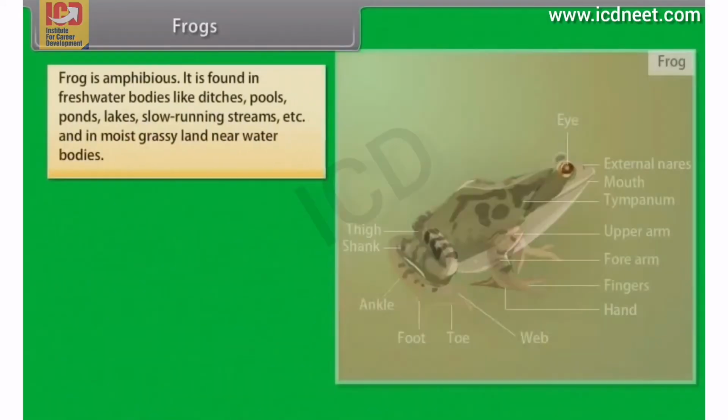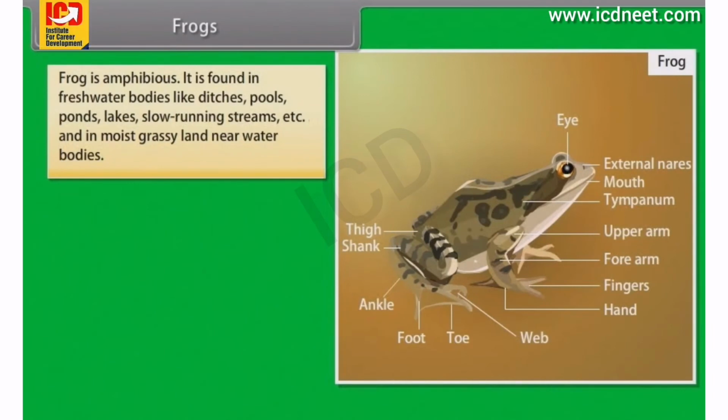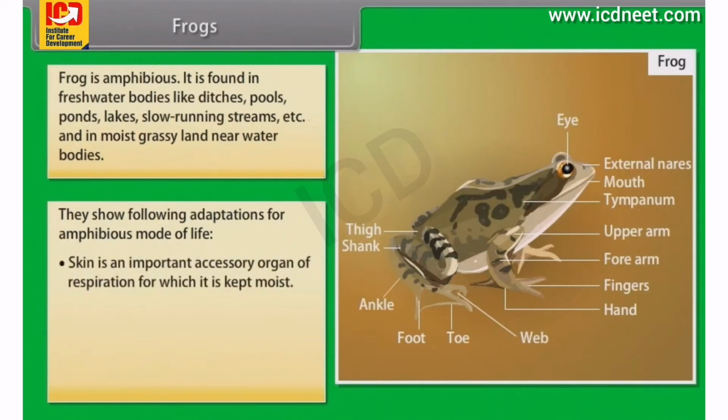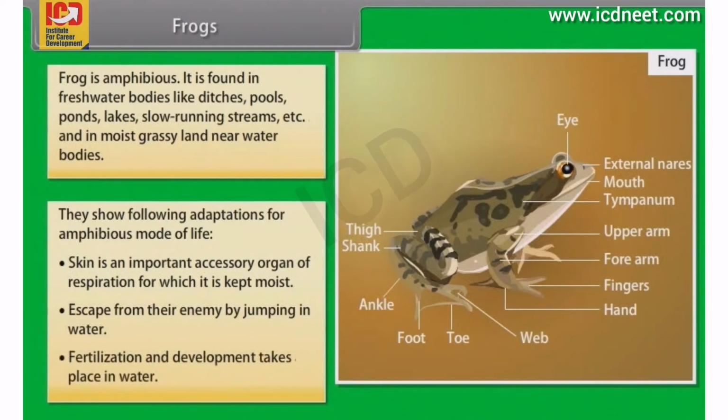Frogs. Frog is amphibious. It is found in freshwater bodies like ditches, pools, ponds, lakes, slow-running streams, etc., and in moist grassy land near water bodies. They show the following adaptations for amphibious mode of life. Skin is an important accessory organ of respiration, for which it is kept moist. Escape from their enemy by jumping in water. Fertilization and development take place in water.